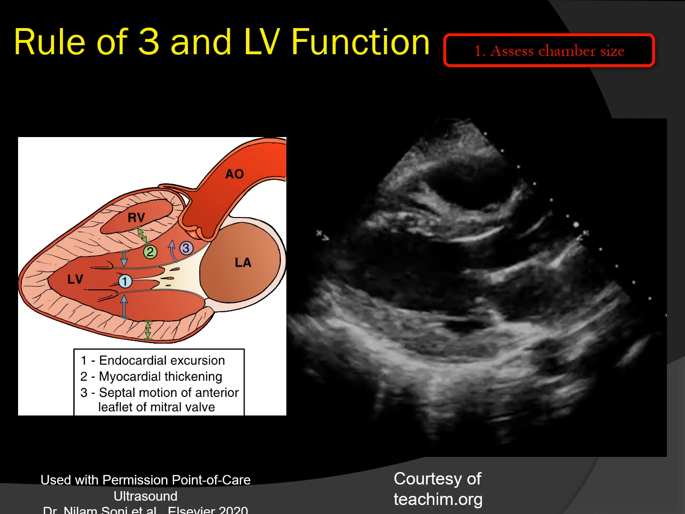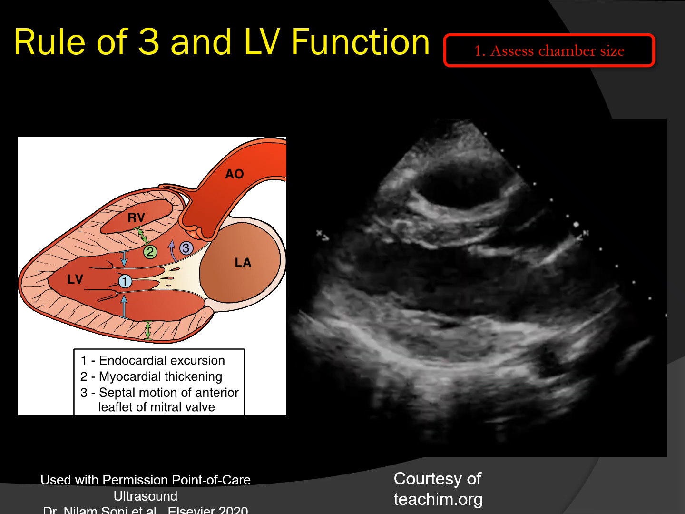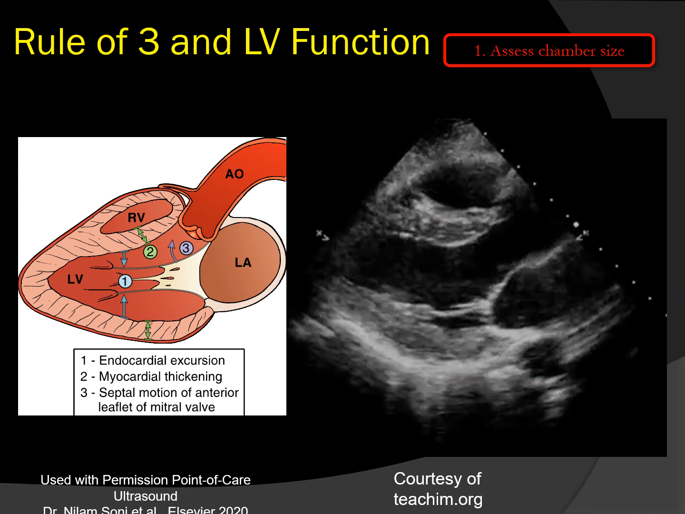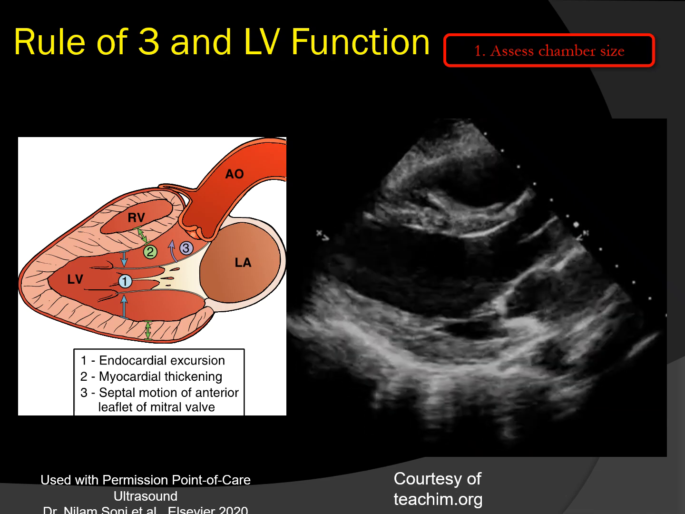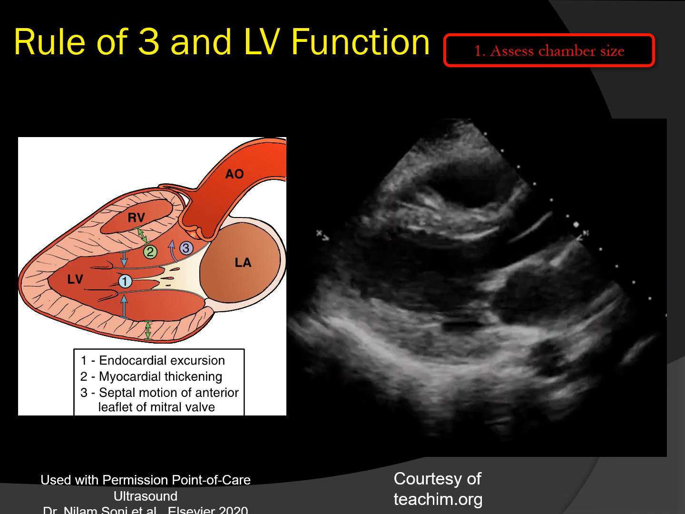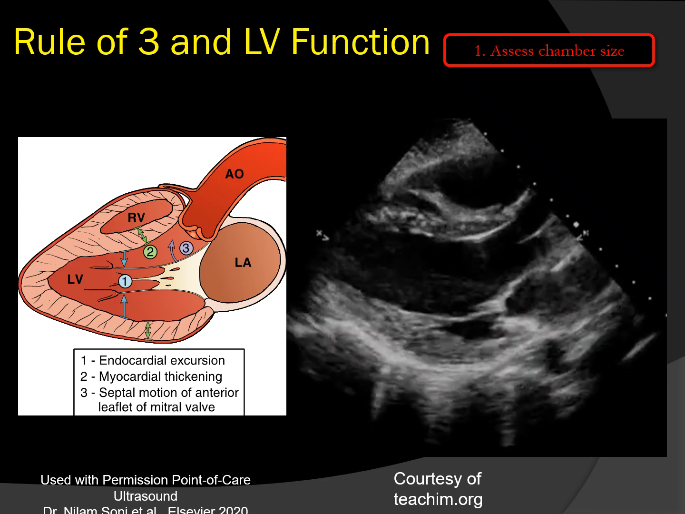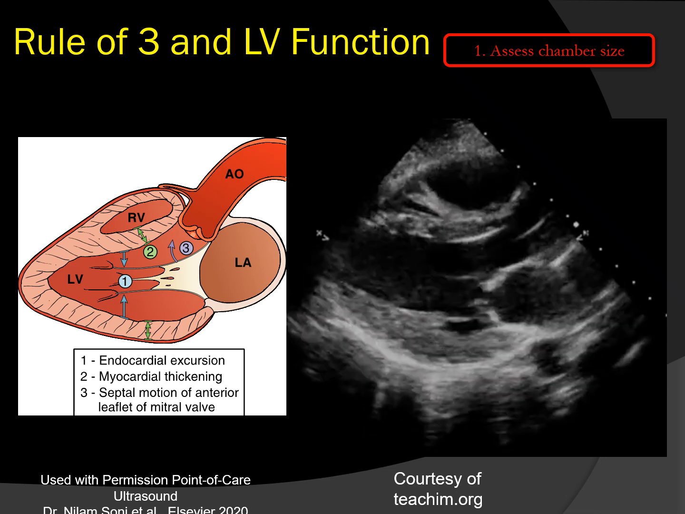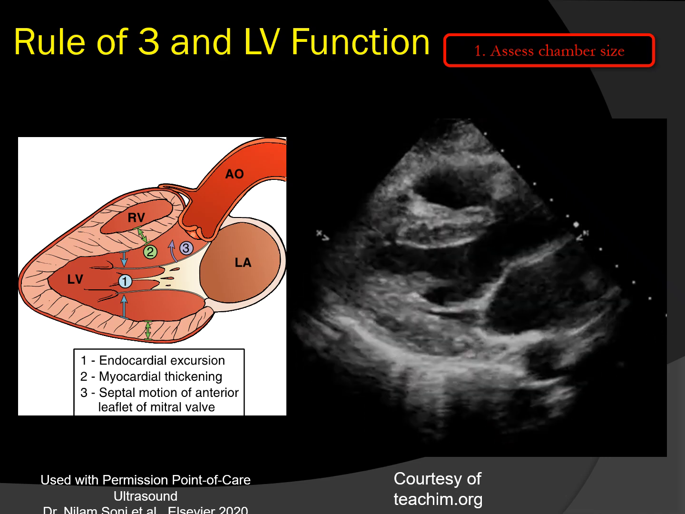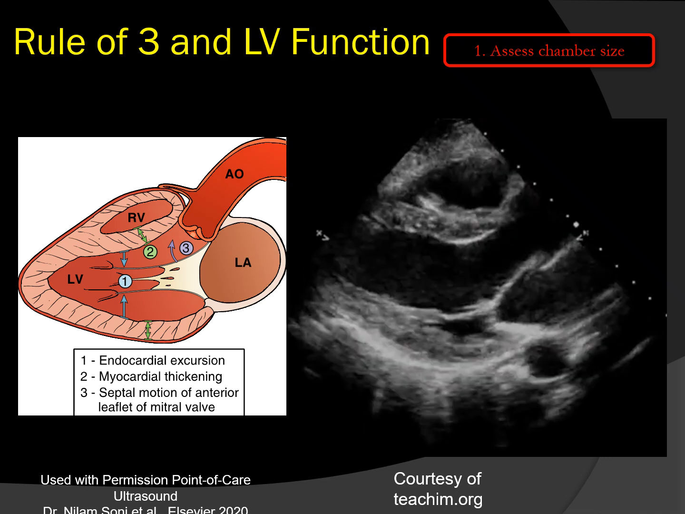On this next slide of the parasternal long axis, we're going to focus on two important concepts to help assess patients at the point of care. One is called the rule of three, and the second will be a discussion about determination of LV systolic function. First, let's talk about the rule of three.